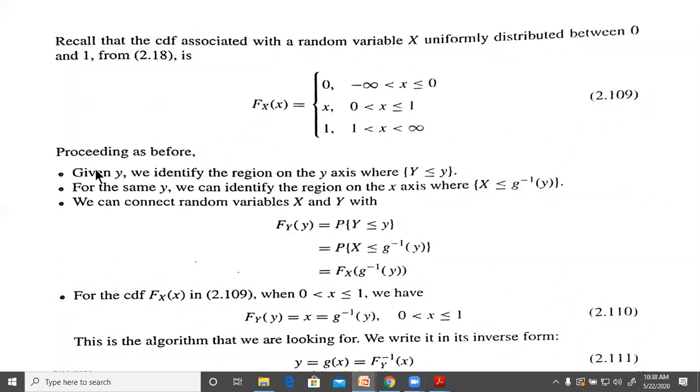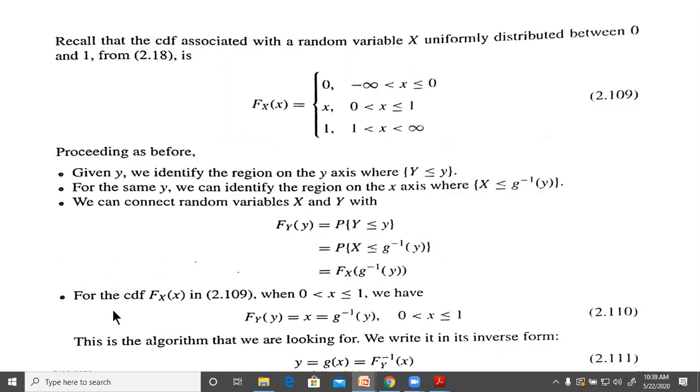So given y, we identify the region on the y-axis where Y is less than or equal to y. For the same y, we can identify the region on the x-axis where X is less than or equal to g inverse of y. So we can connect the random variables X and Y with F_Y(y) equal to P of Y less than or equal to y, and that is X less than or equal to g inverse of y. So this gives us F_X of g inverse of y. Whatever is given there, you'll get that value.